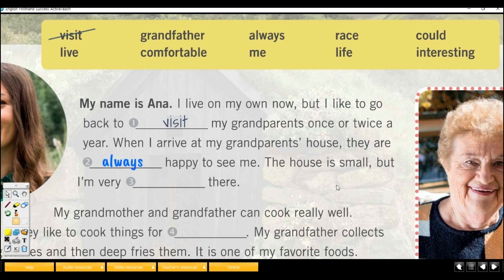They are always happy to see me. The house is small, but I'm very something there.